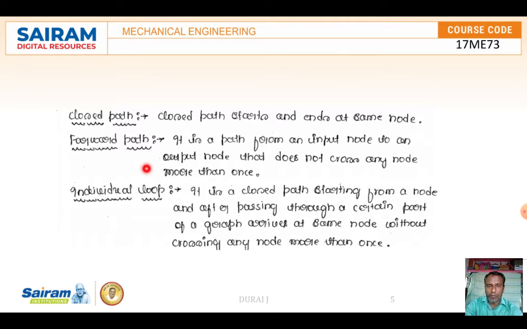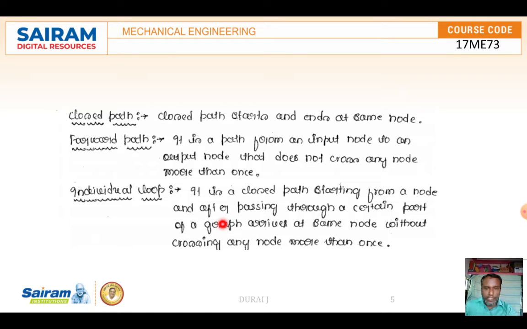Forward path: it is the path from input node to output node that does not cross any node more than once. That is called a forward path. That means there is no repeated node; the branch should not meet the same node again. Forward path means from left to right. The branch should not travel through the same node again.